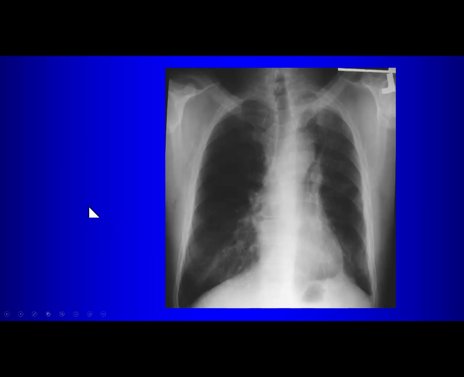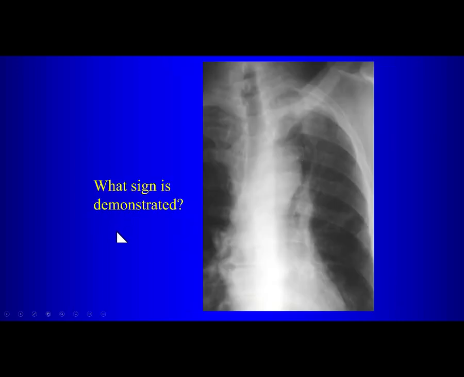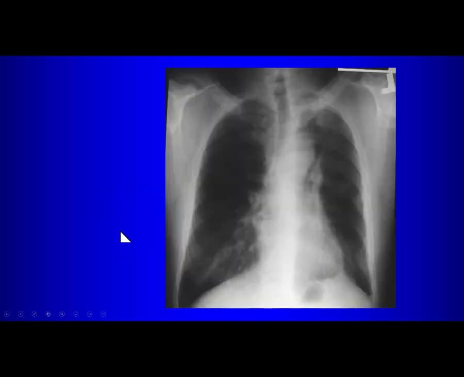Now, you mentioned something. What is it that you mentioned? Yeah, the Luftsichel sign. You mentioned the Luftsichel sign, okay? So now, before we get to the Luftsichel sign, is there volume loss on this chest radiograph? There's tenting of the left hemidiaphragm. Yeah, there's some tenting of the left hemidiaphragm.